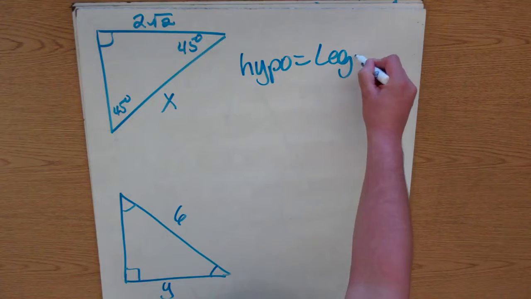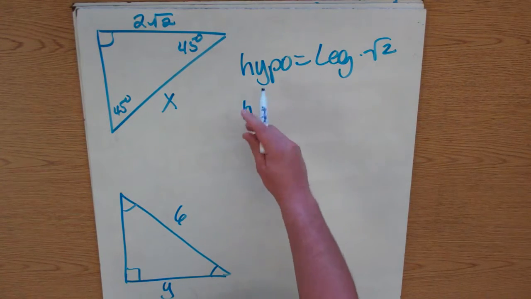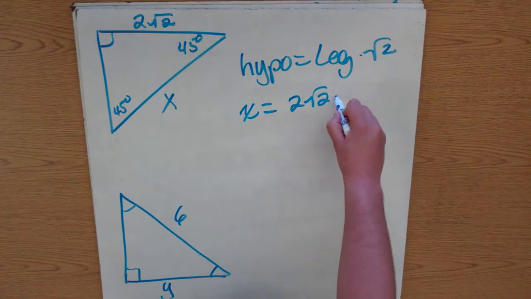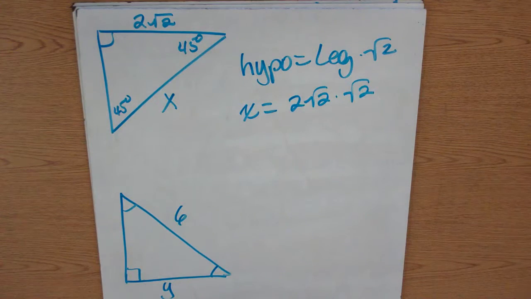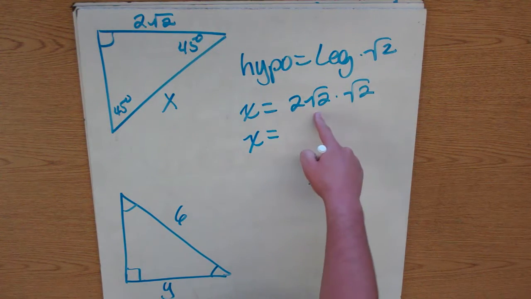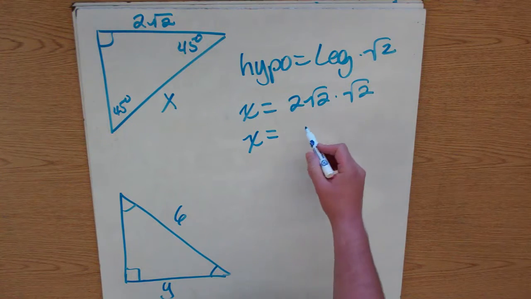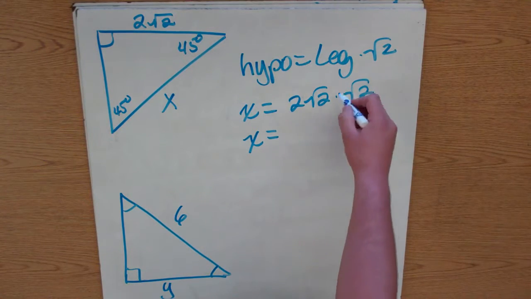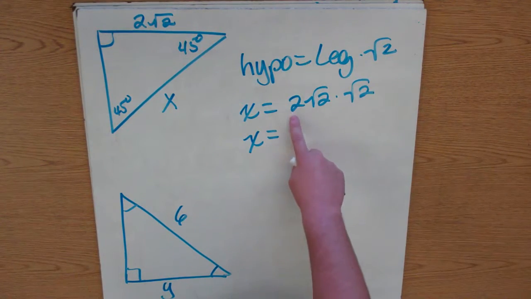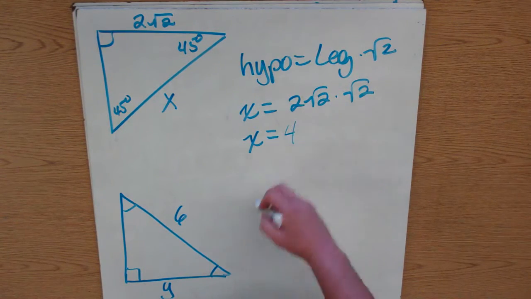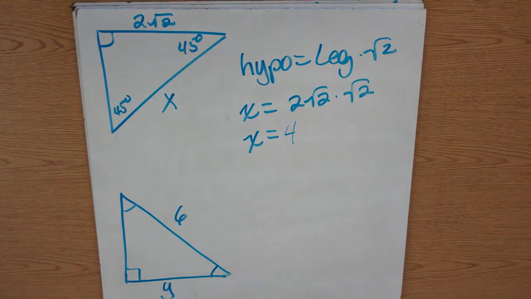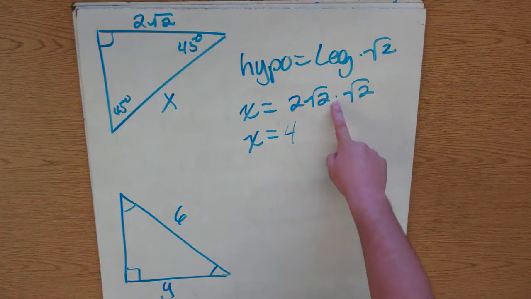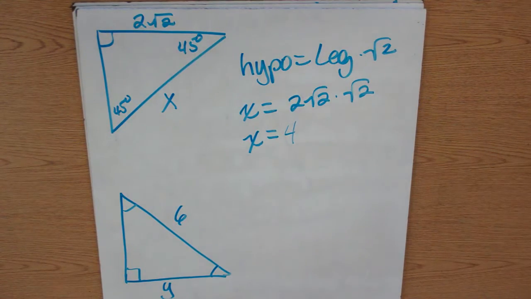equals a leg times the square root of 2. So our hypotenuse is x. We know x equals 2 square root of 2 times the square root of 2. Well, 2 times the square root of 2 times the square root of 2, the square roots cancel out, leaving just what's underneath. So this would be 2 times 2, which is 4. So in this case, our hypotenuse would be 4.